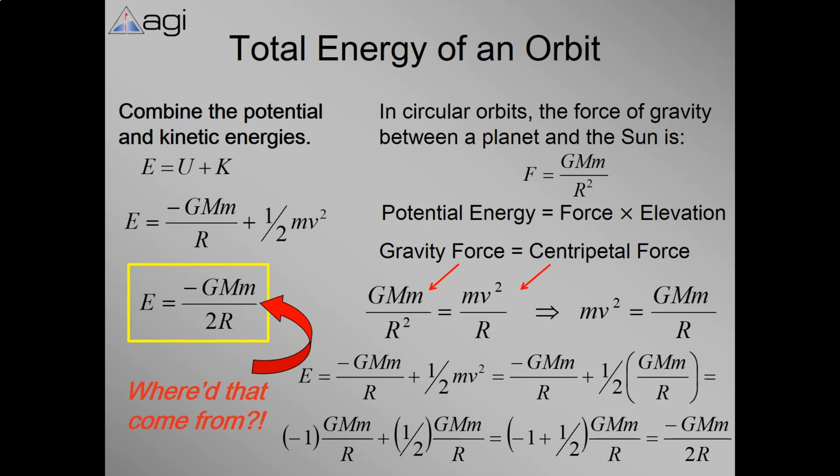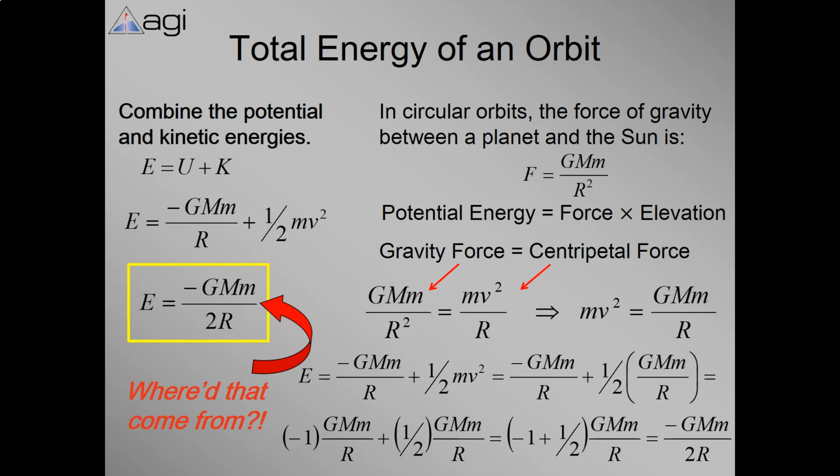All right, we quickly ran through how to calculate those. You should know this from POE or from some physics class that you've taken in the past. If we combine the potential and kinetic energies, then we get the total energy of an orbit. So E is equal to U plus K. E is the negative GMm over r plus 1/2 mv squared. So it is equal to my potential energy plus my kinetic energy.